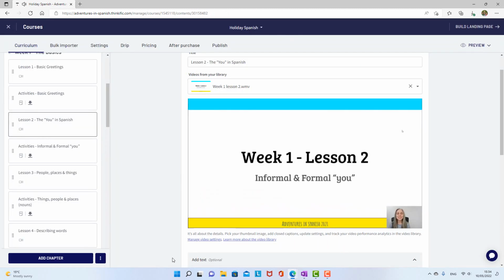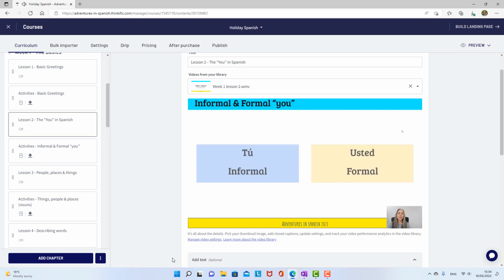Okay, let's get started, shall we? Week one, lesson two, the informal and the formal you. Okay, so there are two you's in Spanish. We have the tú, which is informal.